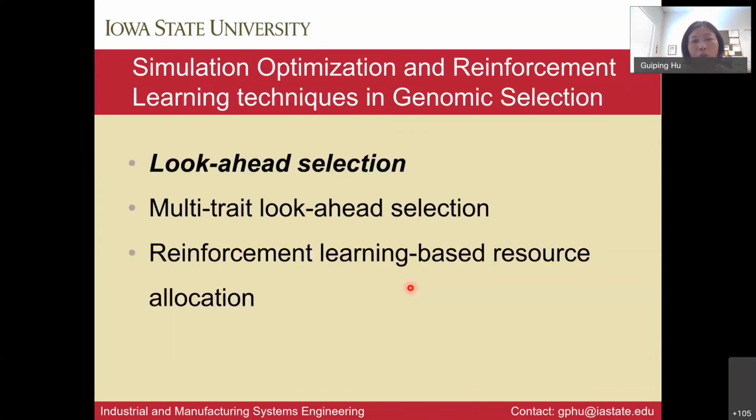Now, I want to quickly talk about 3 studies we did, and they're sort of connected, built on top of each other. The first one is called look ahead selection. And then the second one is the multi-trait version of look ahead. And then the third one is what we are currently working on, that's called reinforcement learning.